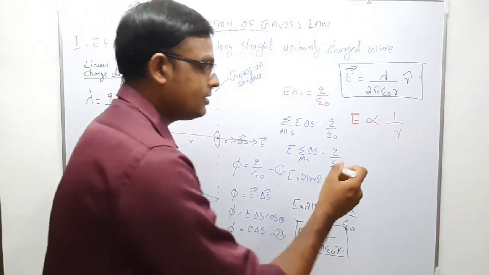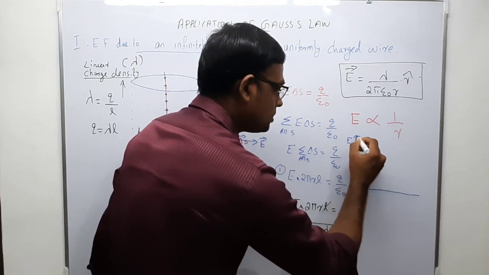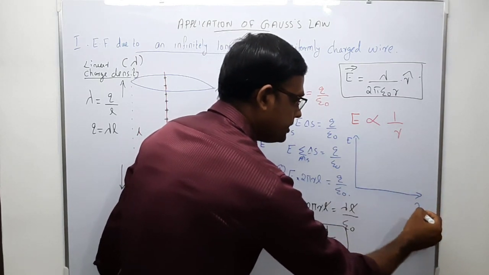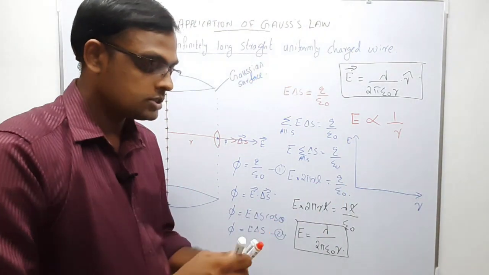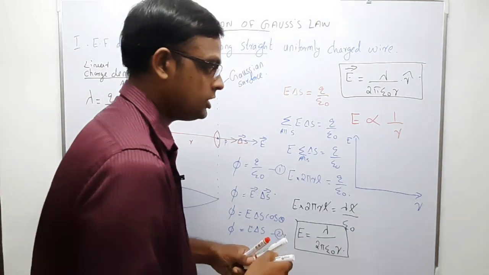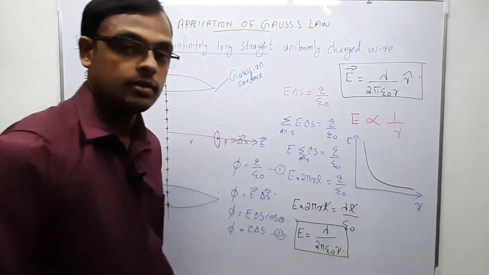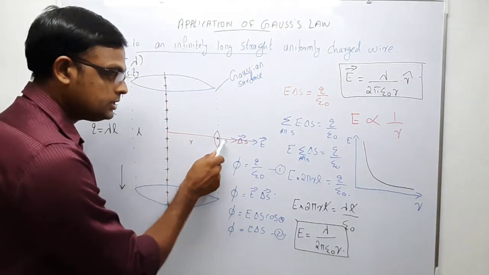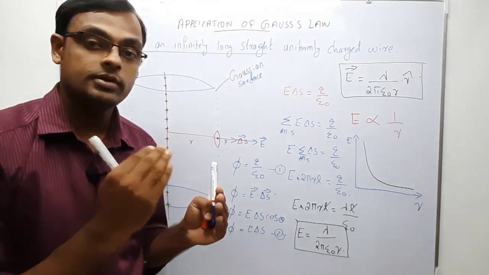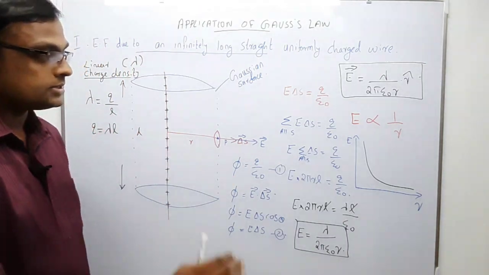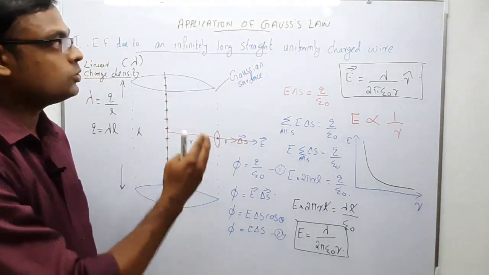If you draw a graph with electric field along the y-axis and the distance R from the charged wire along the x-axis, what is the shape of the graph? The shape of the graph becomes a rectangular hyperbola. That means as the point P moves away from this charged wire, the electric field intensity keeps on decreasing. So this is the first application of Gauss's law.